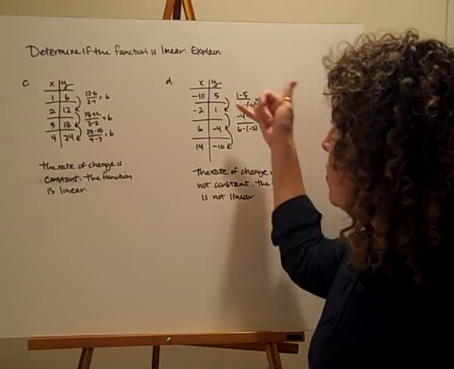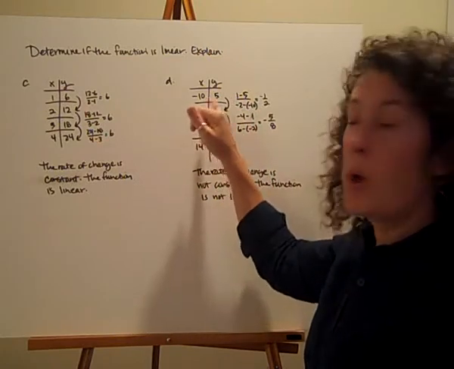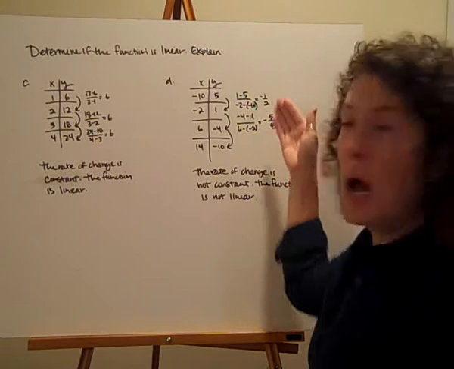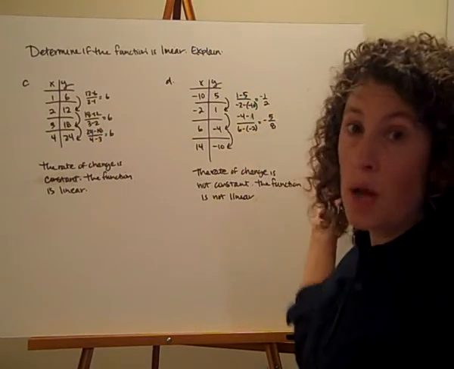Now I'm going to take 2 more points. I'm going to do my -4 and 1. So -4 minus 1, 6 minus -2. I get -5 over 8. So notice here I'm not coming up with the same rate of change twice. I have different rates of change, so I could stop right there.